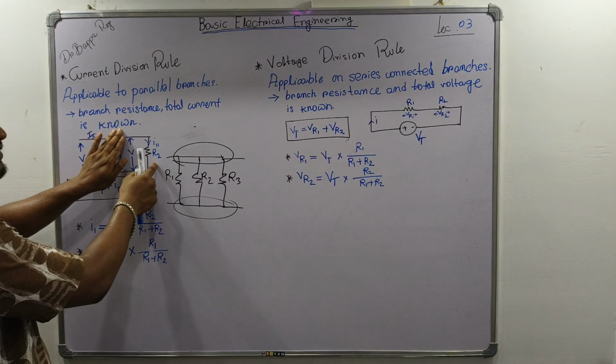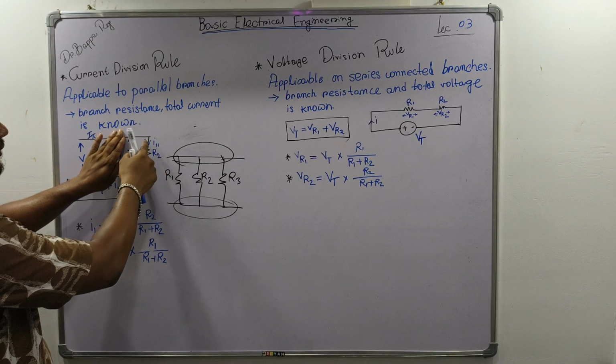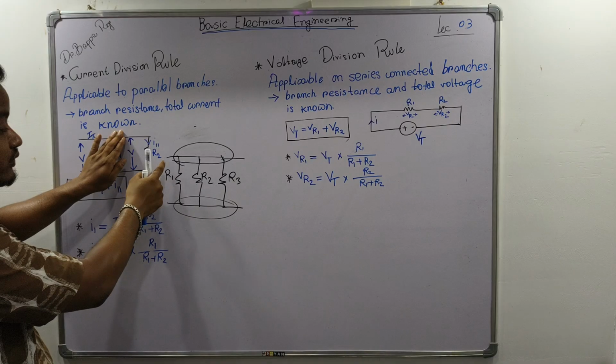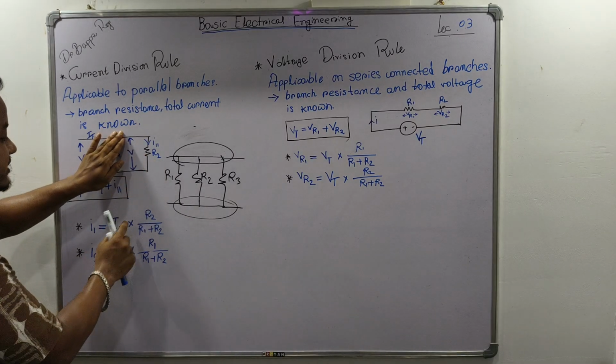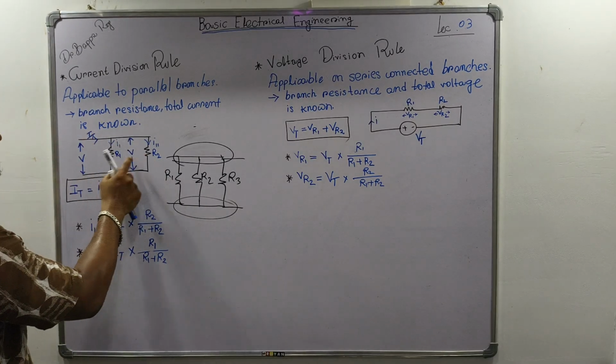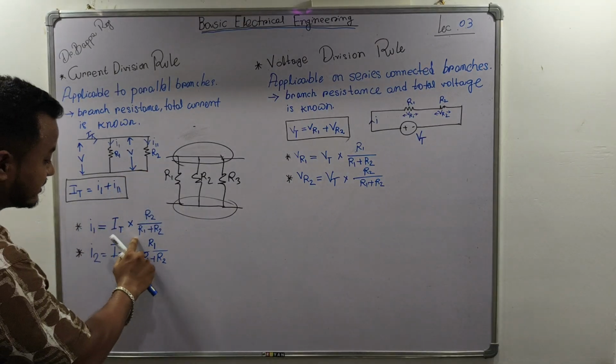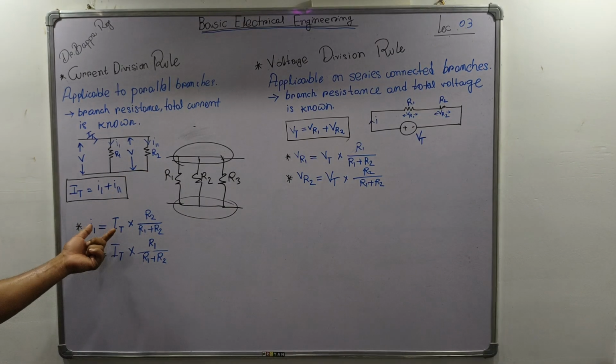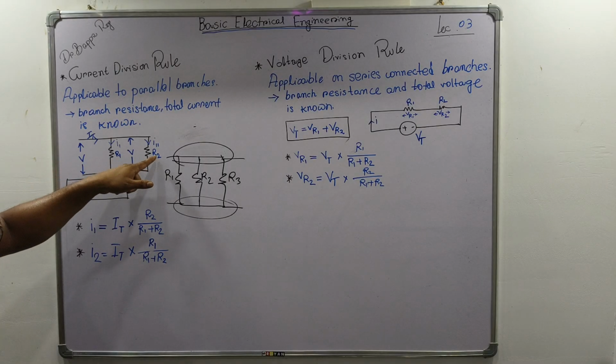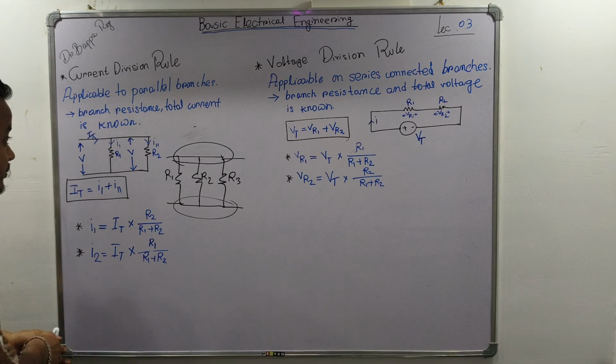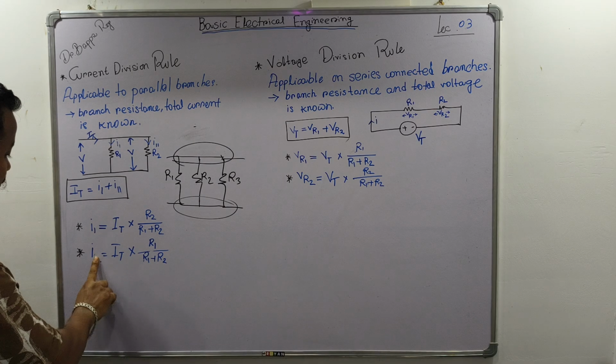We have the other branch, in which the resistance value is R2, so we'll keep R2 upside. Then the total resistance of both branches is R1 plus R2. Okay, this is very simple. For R2, for this branch, the current is I2, and for the other, I1.